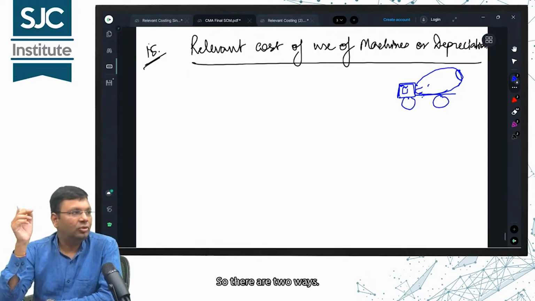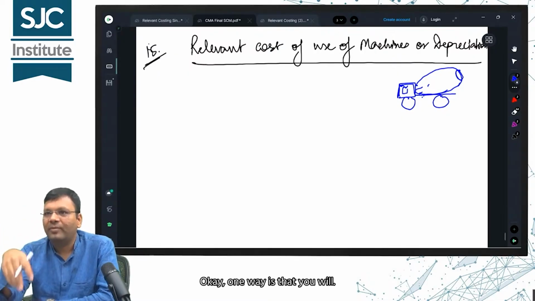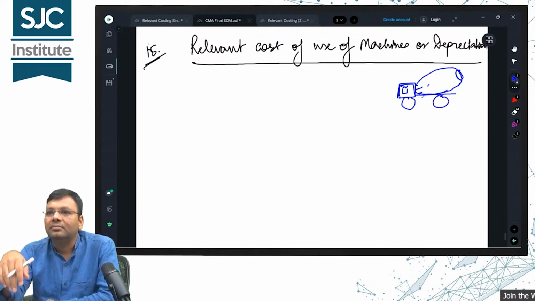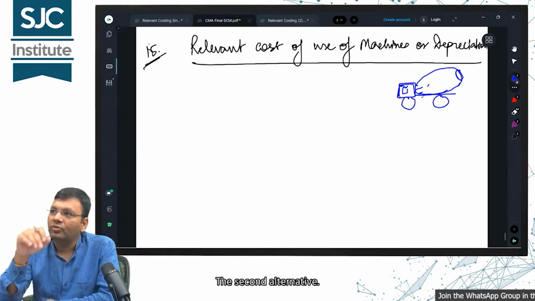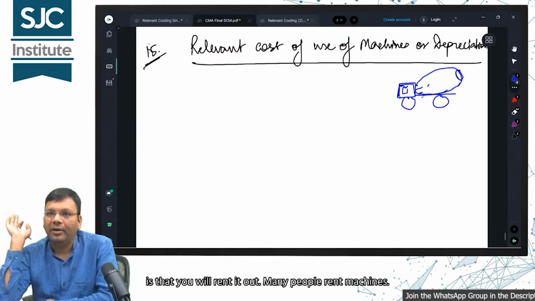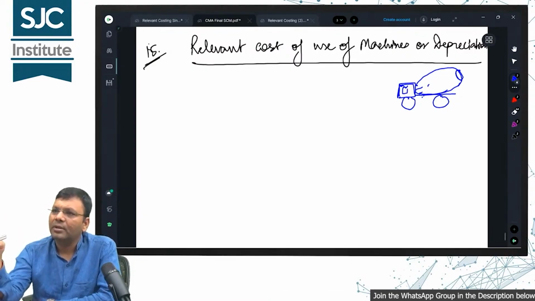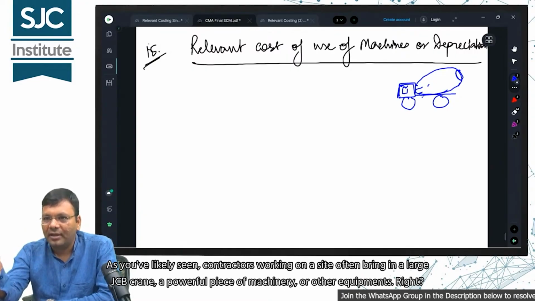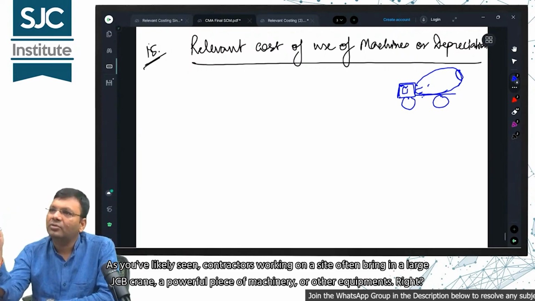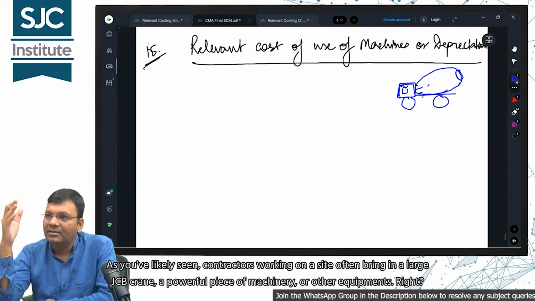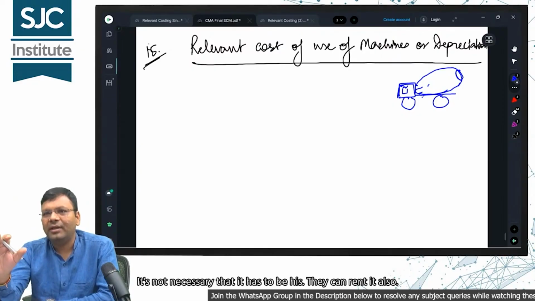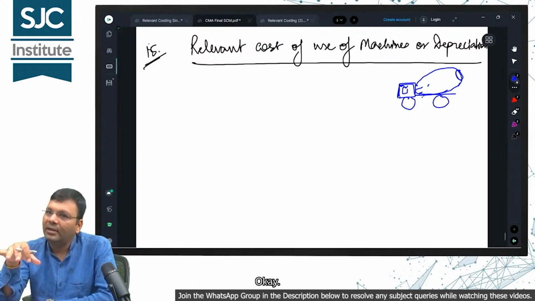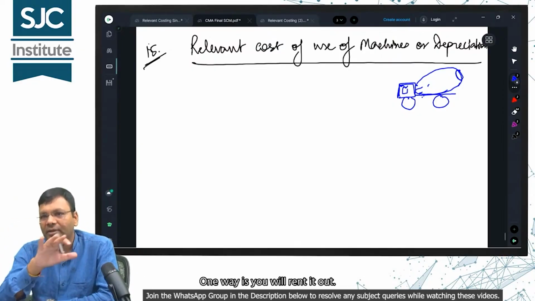Okay. So there are two ways. One way is that you will send your machine. The second alternative is that you will rent it out. Many people rent machines. As you've likely seen, contractors working on a site often bring in a large JCB crane, a powerful piece of machinery or other equipment, right? It's not necessary that it has to be his. They can rent it also. One way is you will rent it out.